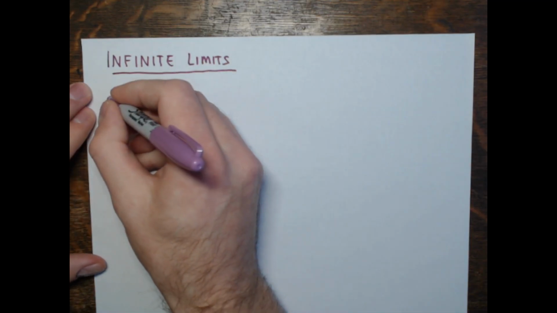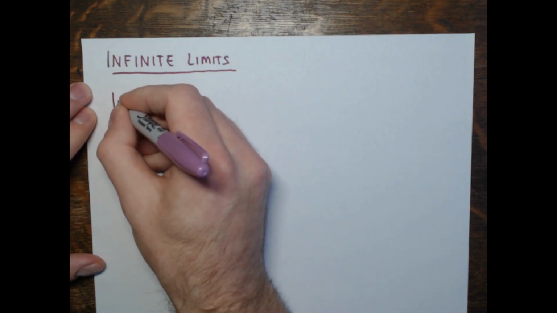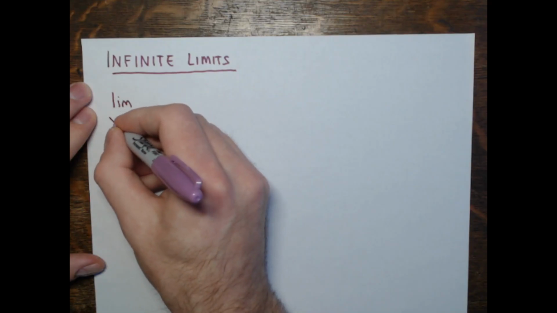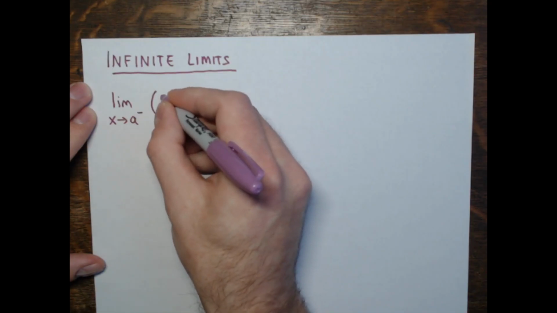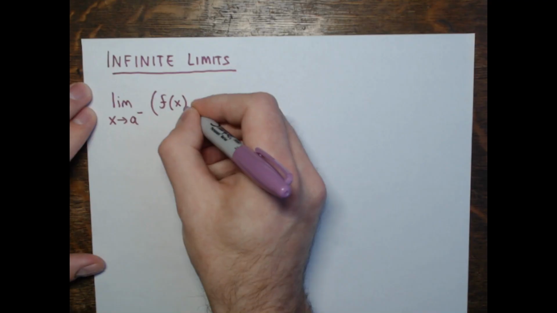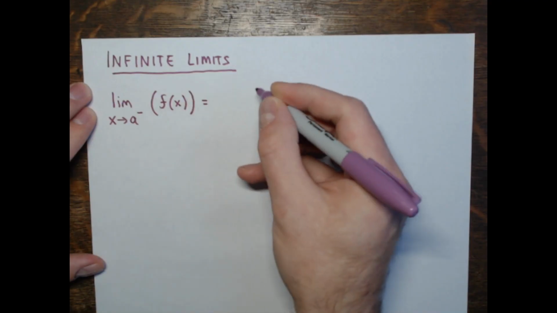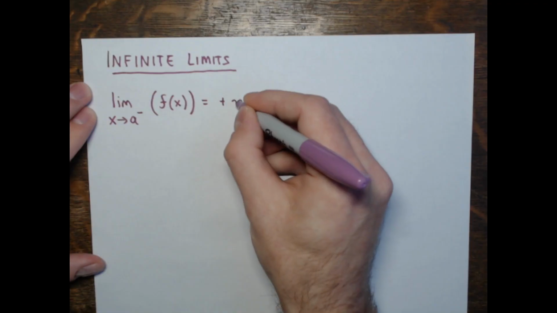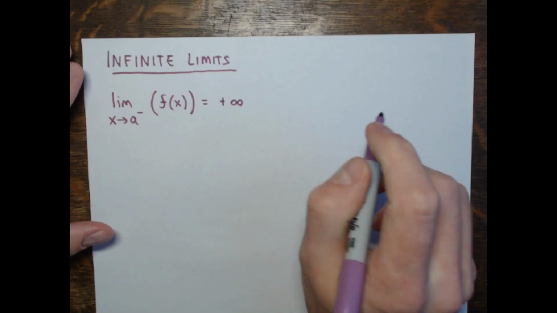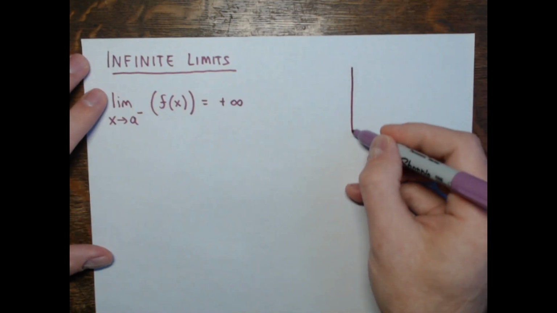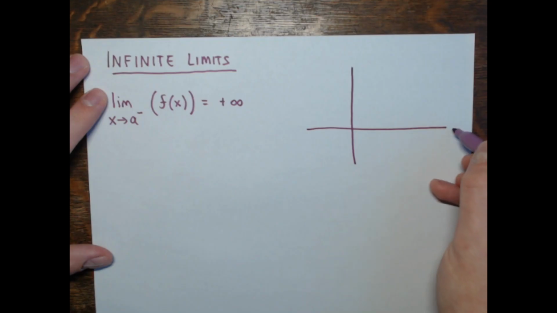So you can have a left side limit. When they say the limit as x approaches a from the left of some function is positive infinity, or just infinity, usually the plus isn't there if it's just positive infinity, what does that mean graphically?